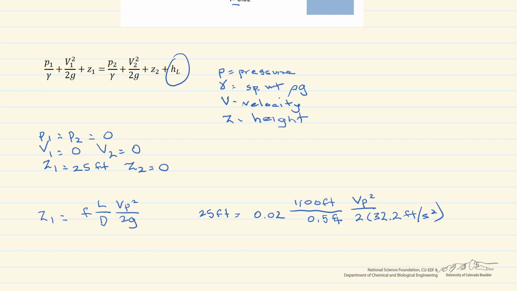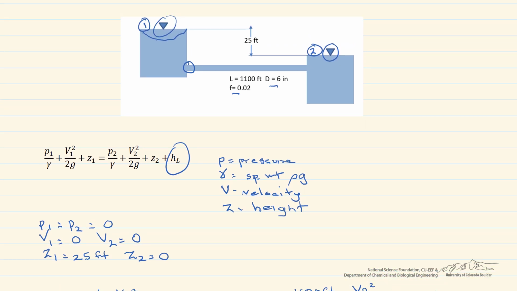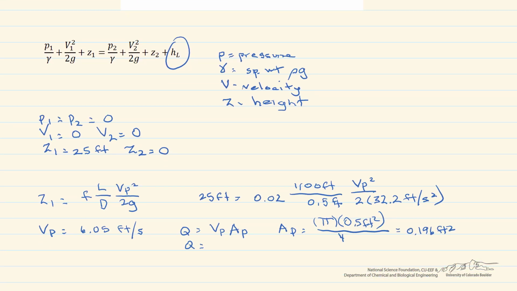When you do the calculations, you find that the velocity of the pipe is equal to 6.05 feet per second. But what we're looking for is the flow rate, or Q. So Q is equal to the velocity of the pipe times the area of the pipe, where the area is equal to pi times 0.5 feet squared, divided by 4, which is equal to 0.196 feet squared. And so our Q with this single pipe, as shown here, is going to be equal to 1.19 feet cubed per second.